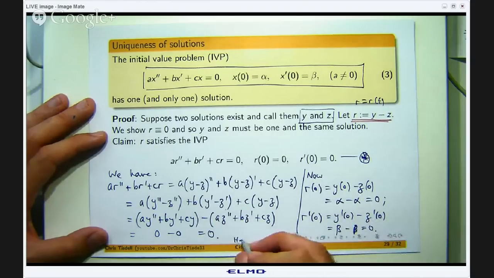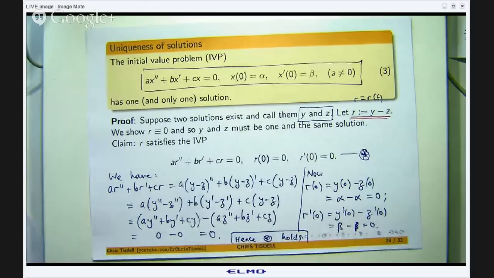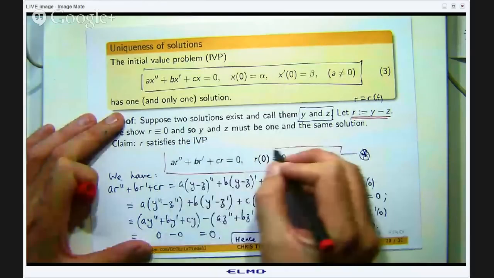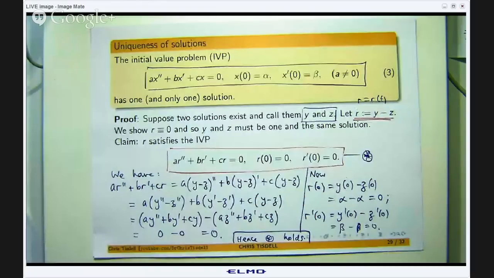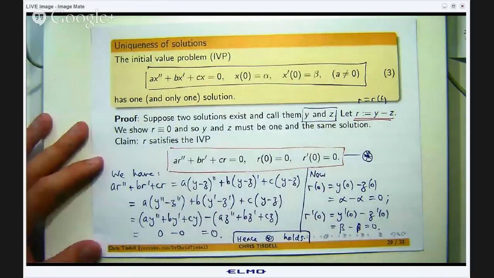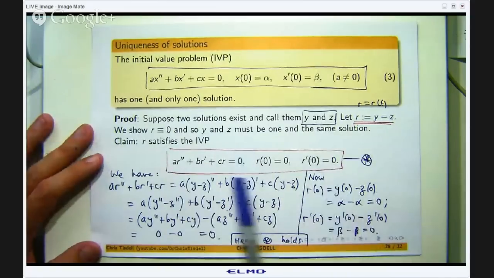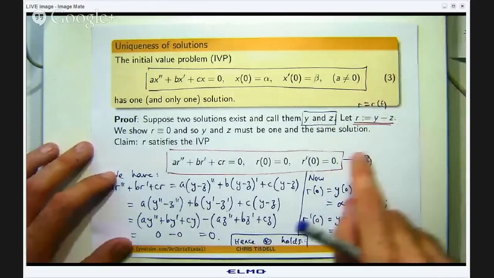So hence, star holds. So R satisfies this special homogeneous problem. Now you might think, why is that important? Well, we'll get to that in the next part of the proof. Okay, so we've shown that R, the difference of any two solutions to this problem, satisfies this homogeneous problem. Okay, we'll come back to that in a minute.